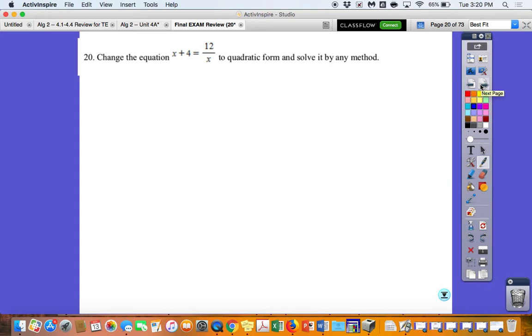So this thing says change the equation to quadratic form and solve it by any method. Well, that's what we were doing anyway, wasn't it? You're wanting to change forms anyway, because who wants to solve that thing with a fraction in it? So the same thing as we had done throughout this whole review, multiply through by your common denominator, which shouldn't be hard because you've only got one of them. So x times everything. X times x is x squared. X times 4 is 4x. And then x times this fraction, the x's cancel out and you just get 12.